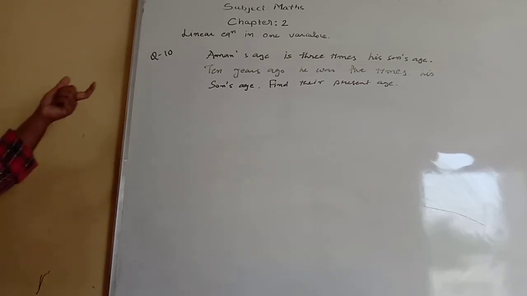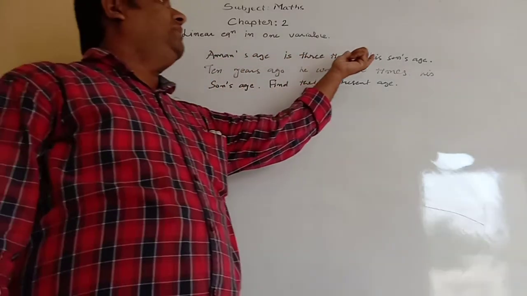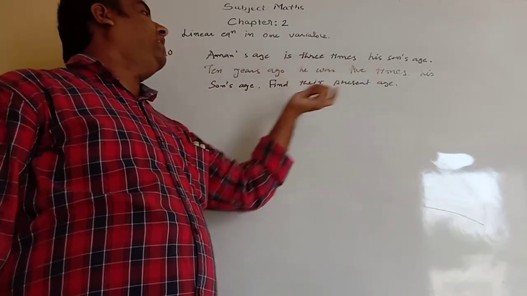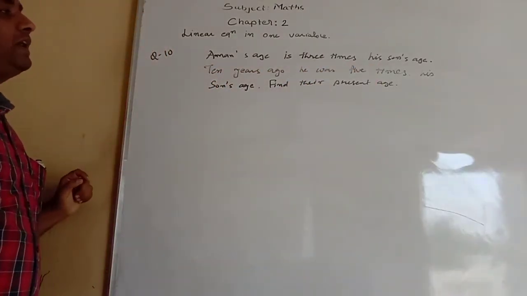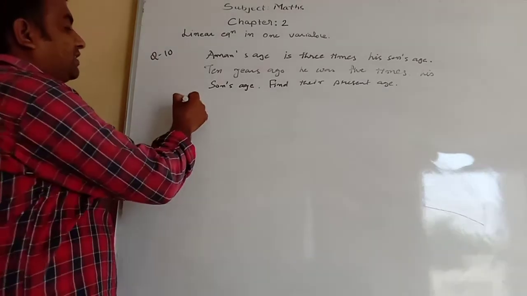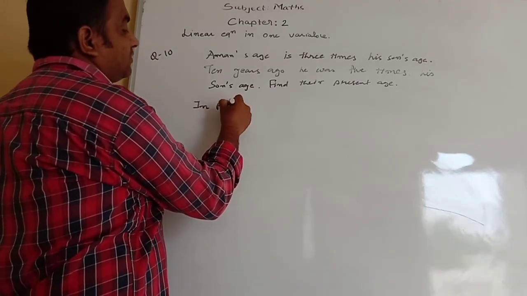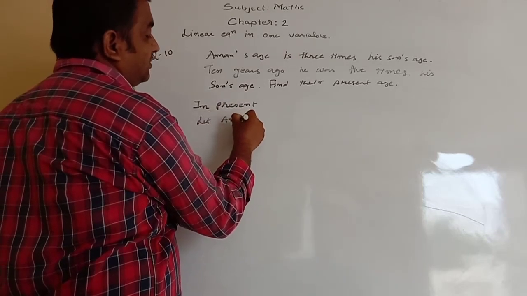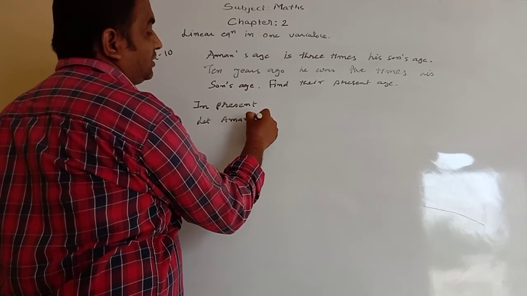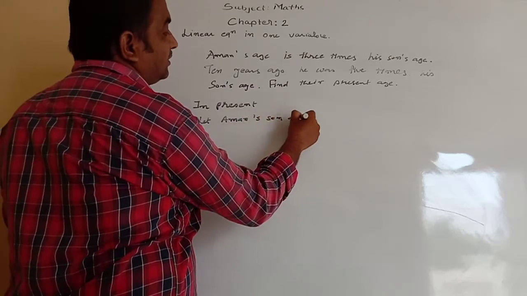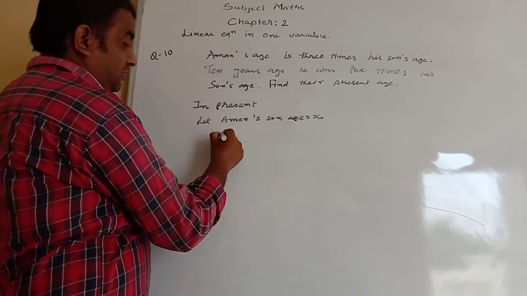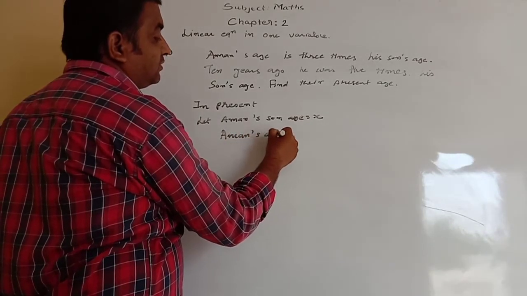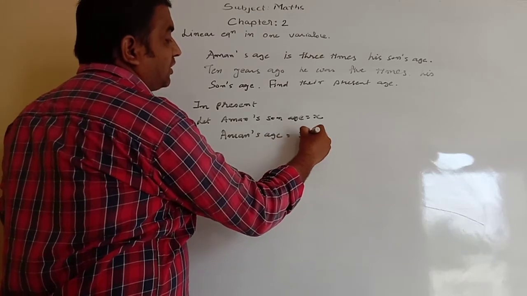Now next we have question 10. Aman's age is 3 times his son's age. 10 years ago, a relation is given, he was 5 times his son's age. Find the present ages. So in the present, let Aman's son's age equal x. So Aman's age will be 3 times the son's age, so 3x.